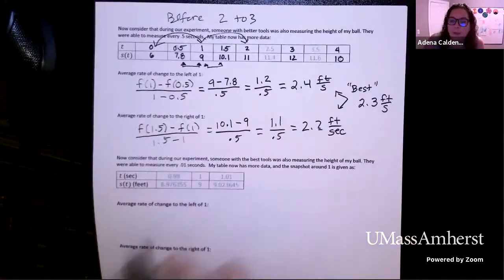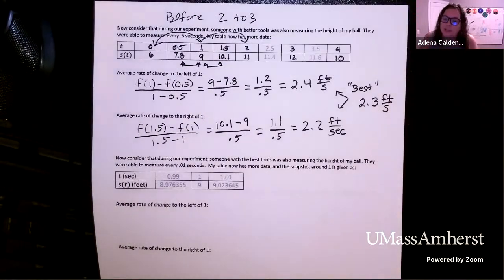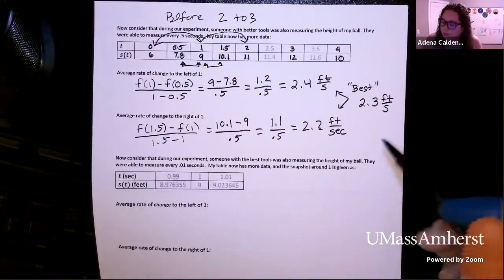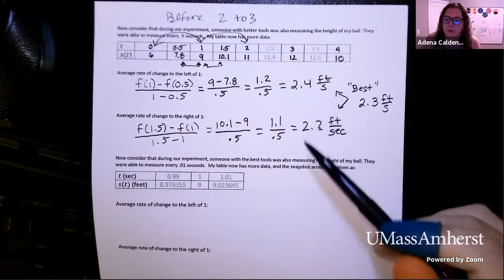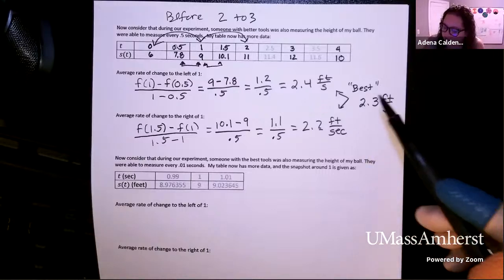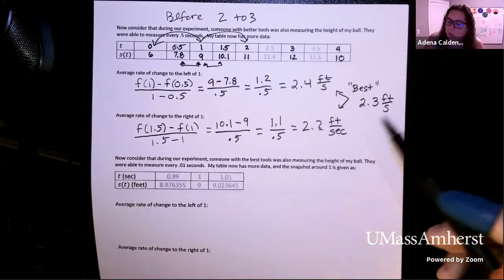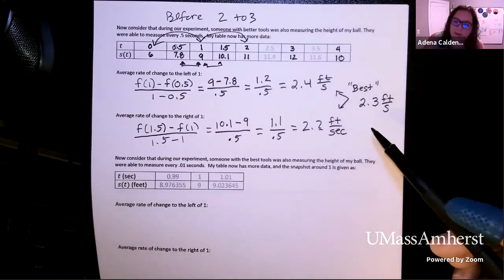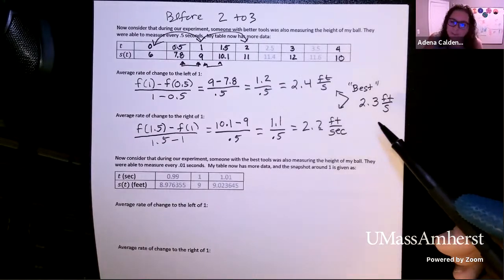So that's different than our best guess before. Our data is better, so this is more accurate, right? Our interval has shrunk, and now we know that the exact rate of change, the instantaneous rate of change, is closer to 2.3 than 2.5, okay?